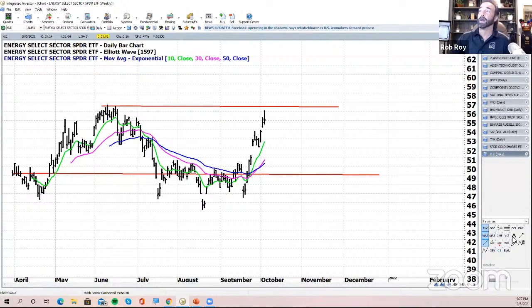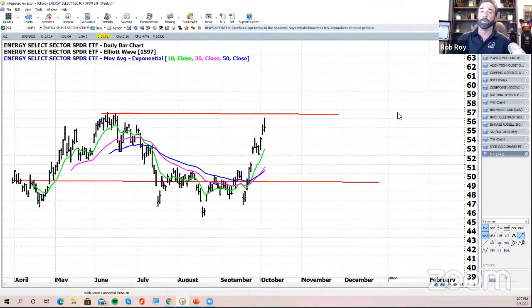I would suspect that the correction with where we are now is going to look more like this right here, where we go sideways for a while and build up some momentum, let the energy build back up, if you will, pun intended, on the XLE, and see if we can break above that resistance level and move higher. All right, so I wanted to share that with you because of the trades that we've put on.